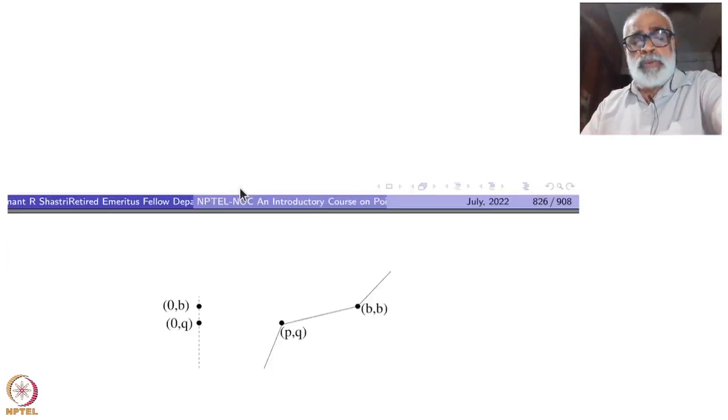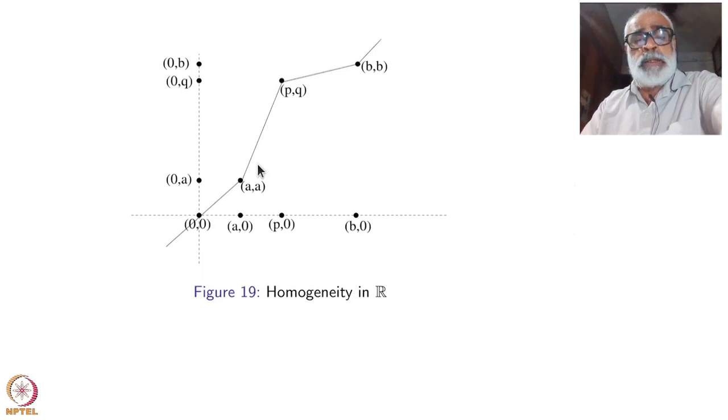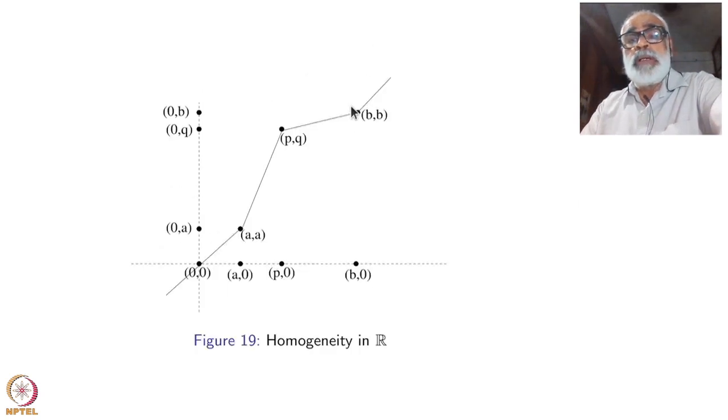So let me see what I am doing here. This is the one. See, A is kept A to A, not A to P. P goes to Q. So this is P, Q here. Then B goes to B. Beyond this, it is the identity map. So this diagonal is, you know, X to X. Here, beyond here also is X to X. Okay, so that is the map.